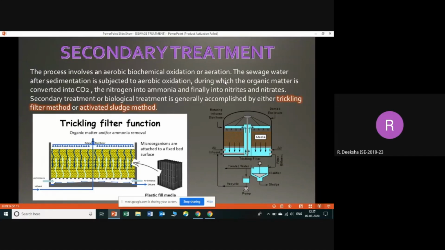That is, the organic matter is converted to carbon dioxide, nitrogen into ammonia, and finally nitrites into nitrates. So secondary treatment can be generally accomplished by two methods: trickling filter method or activated sludge method.